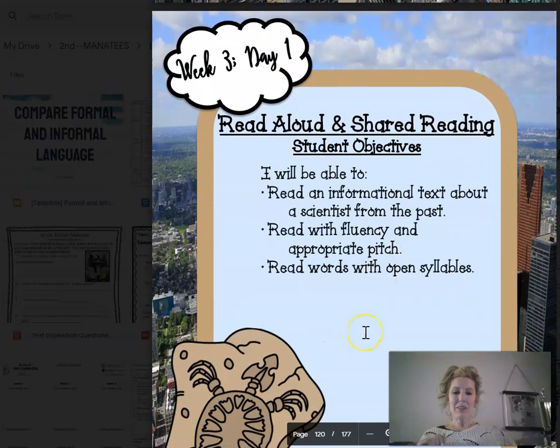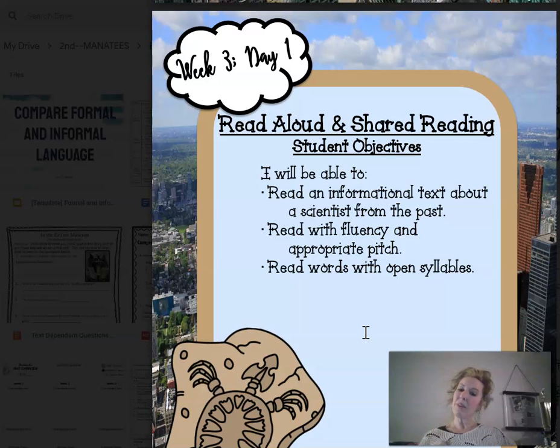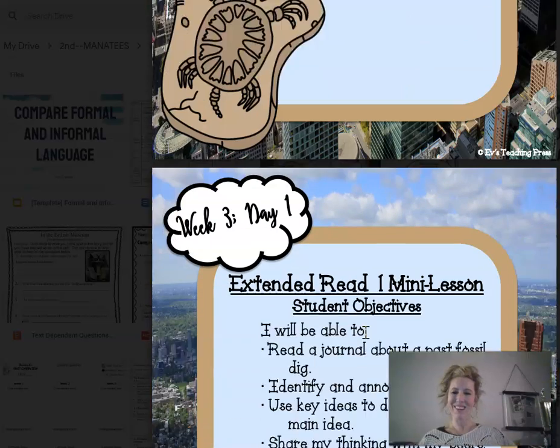Some of our objectives for our shared reading groups is going to be reading informational text about a scientist from the past. We are going to read with fluency and appropriate pitch. We are going to read words with open syllables. When I say fluency and appropriate pitch, that means we change our voice as we read, right? Not just reading like a robot. All right.